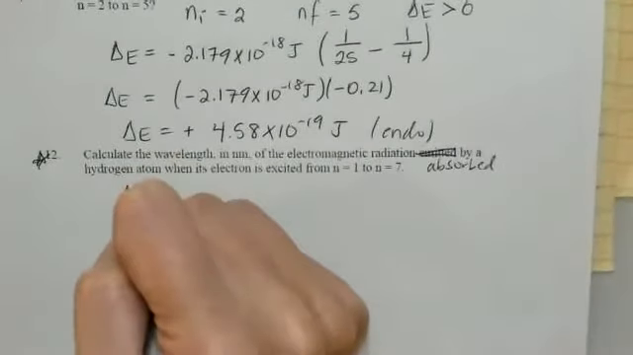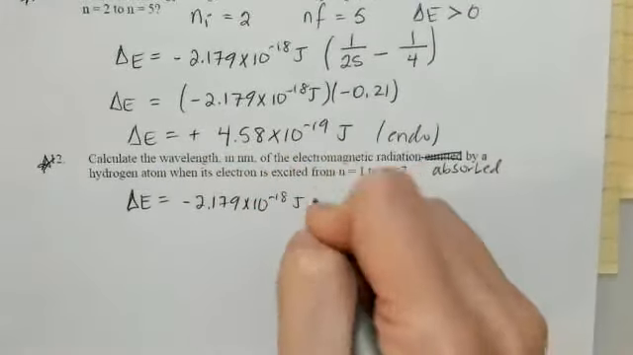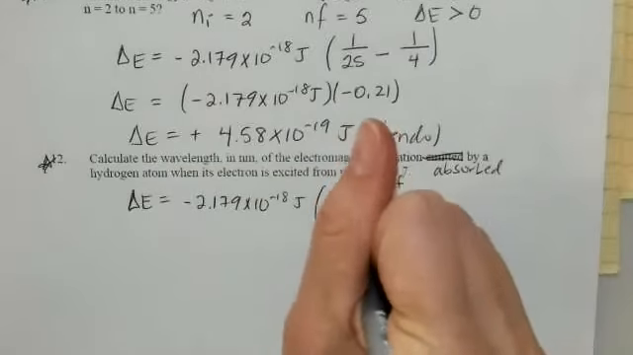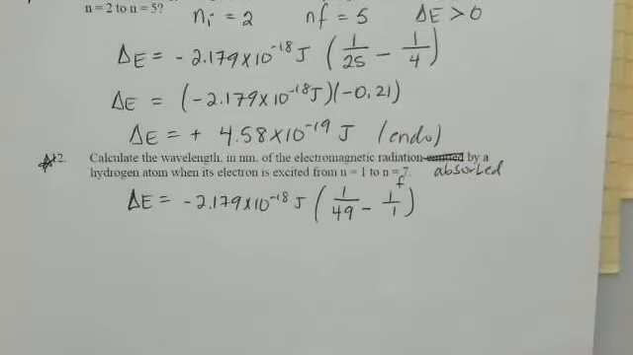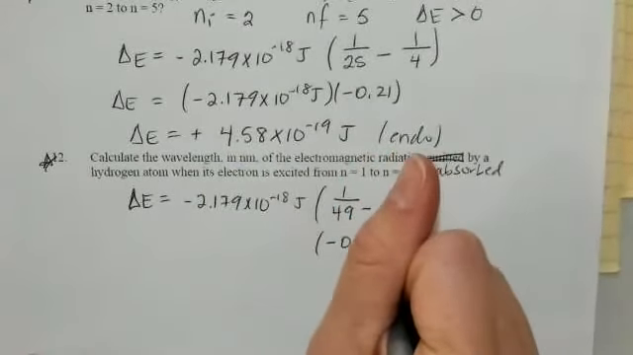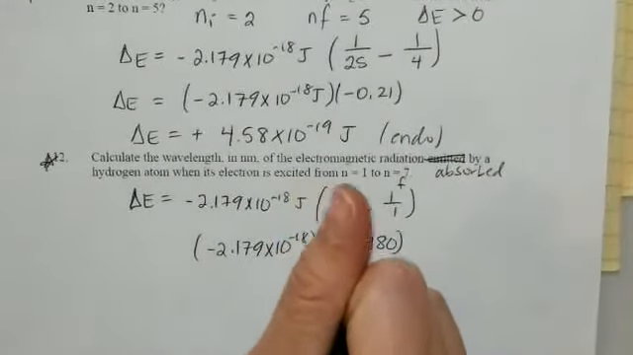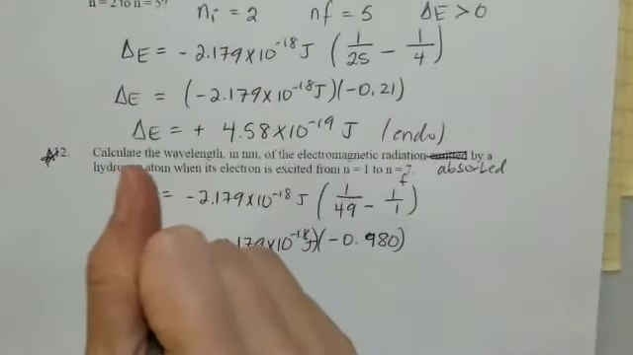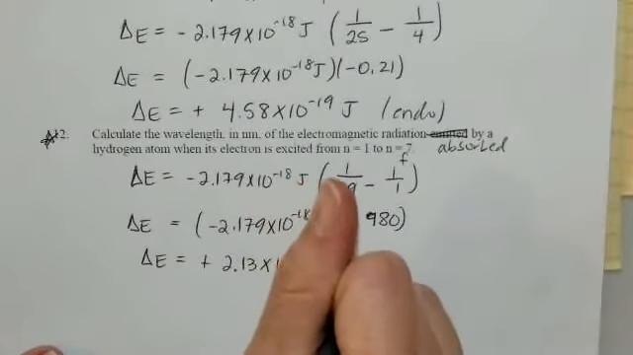So first thing is delta E, we're going to have our negative 2.179 times 10 to the negative 18 joules. All right, 1 over the final, right? We're going up to, so this one is our final, the 7, so 49, minus 1 over 1, because that's my initial. All right, so inverse of 49 minus 1, I get a difference here of negative 0.980. And if I multiply that by negative 2.179 times 10 to the negative 18 joules, I get a delta E of transition, which is positive 2.13 times 10 to the negative 18 joules.